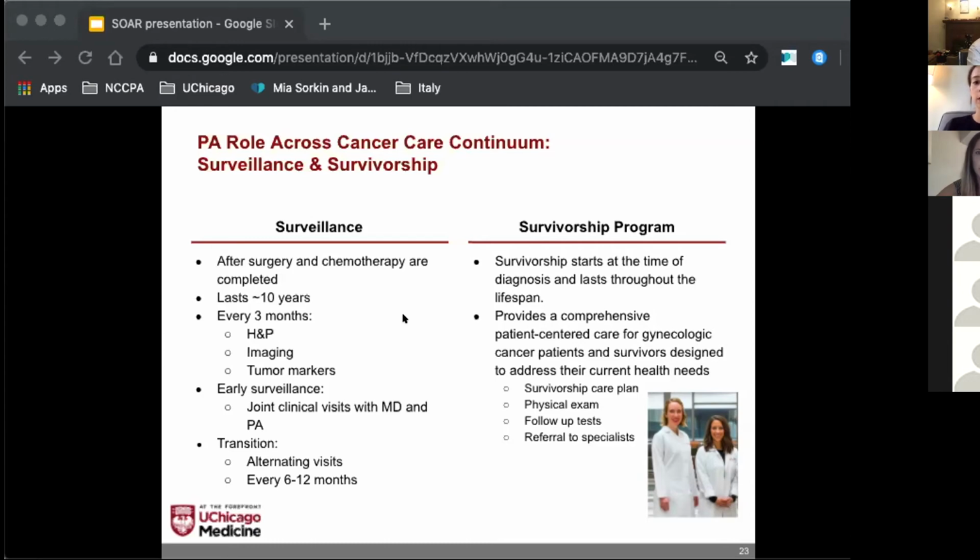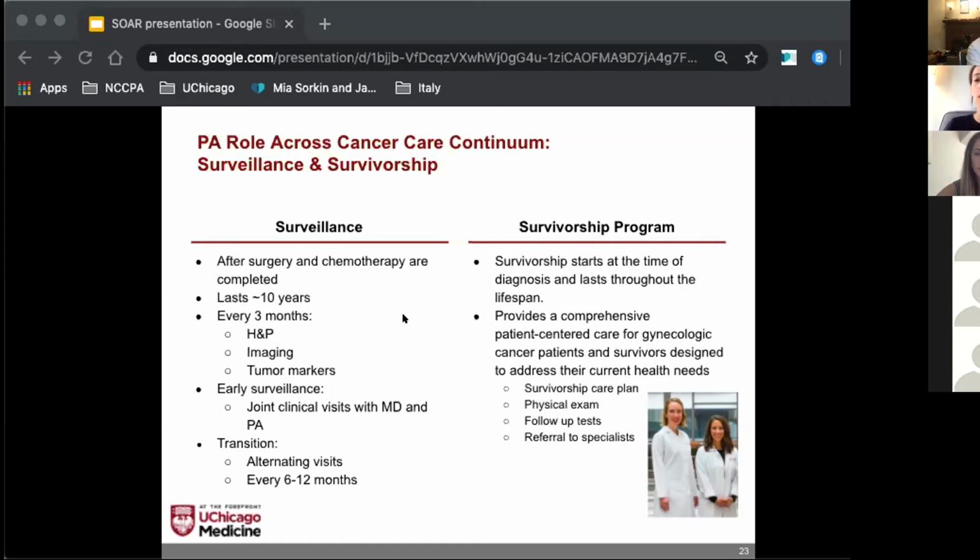Performing surveillance visits with a more broad lens to really capture the patient as a whole and what their needs are across the cancer continuum. So survivorship actually starts at the patient's initial diagnosis and goes across their entire lifespan. PAs are really uniquely positioned to perform needs assessments for patients after they've completed treatment.